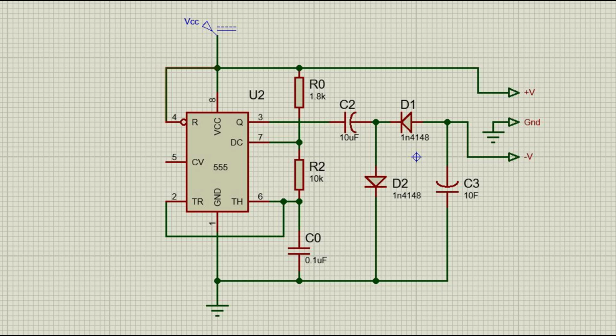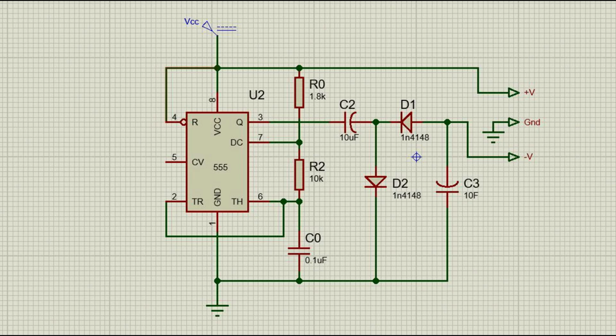Number 3. Negative voltage generator. This circuit is a negative voltage generator using the 555 IC as an astable multivibrator to generate a square wave signal for the charge pump circuit. Capacitors and diodes convert positive DC to negative DC.